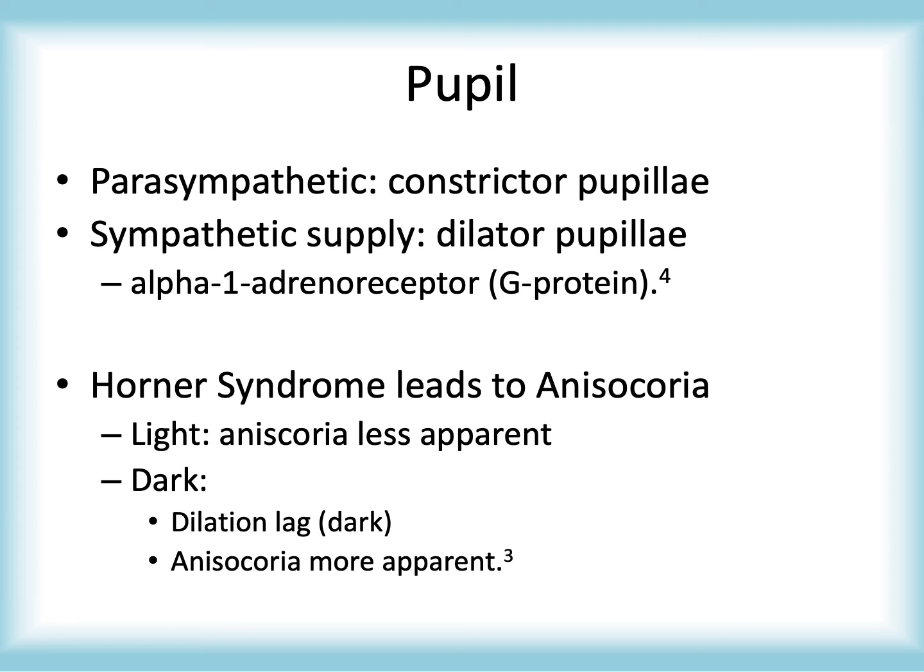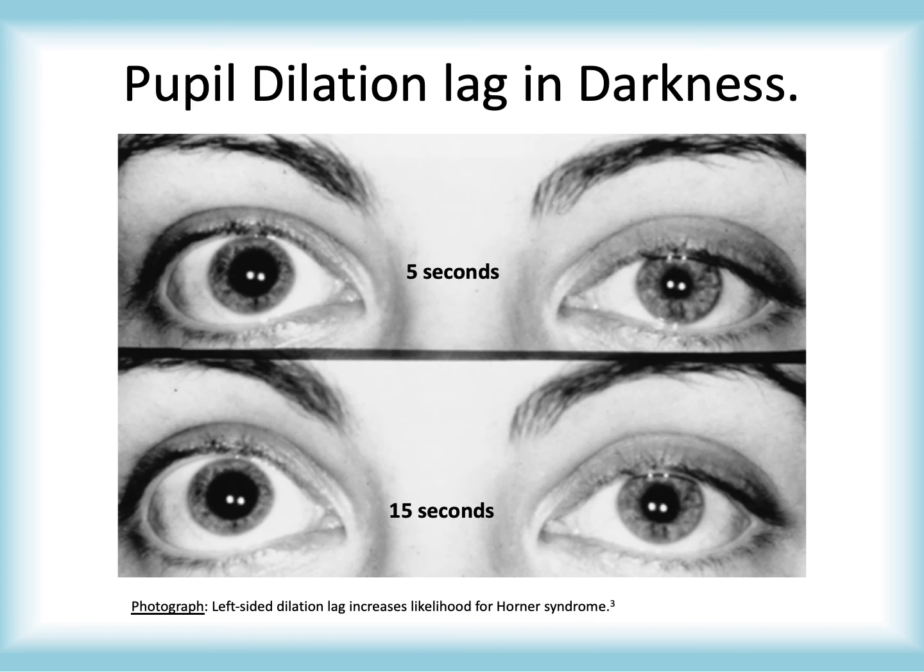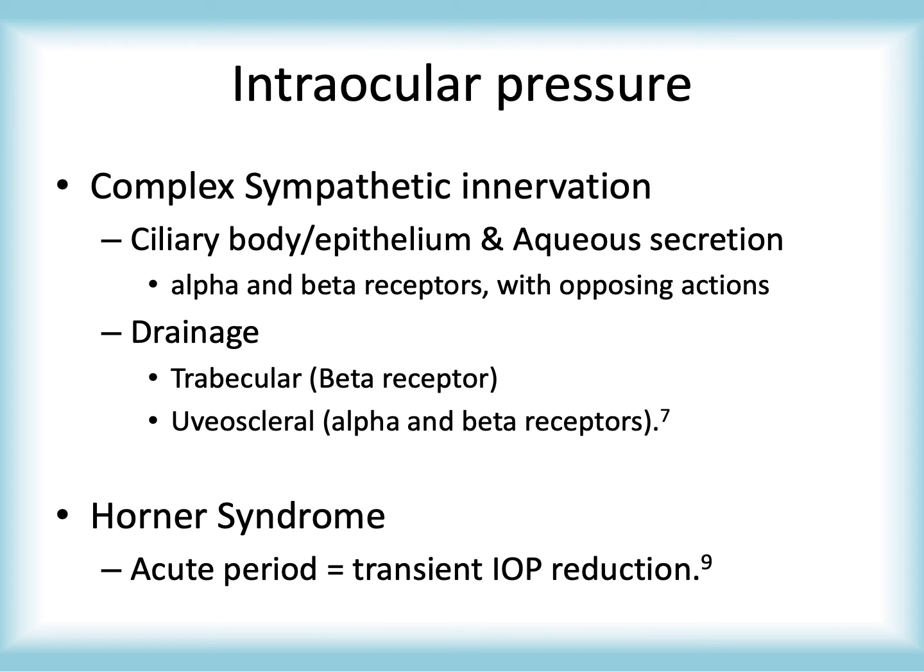Important to know that the inhibitory action is overcome by near and light reflex and is affected by emotional state and wakefulness. Horner syndrome leads to a relatively constricted pupil on the affected side, termed anisocoria, from unopposed parasympathetic action. In bright light, the sympathetic action is minimized, which makes it difficult to appreciate. In darkness, a dilation lag is appreciated about 5 to 7 seconds after lights out, helping differentiate from physiological anisocoria. Here, sequential photographs taken at 5 and 15 seconds after the lights are turned off highlight the dilation lag on the left.